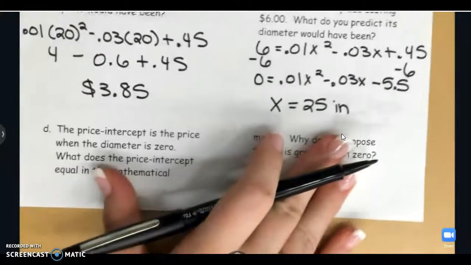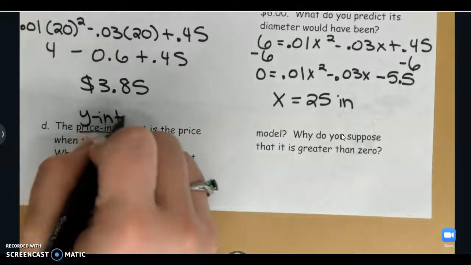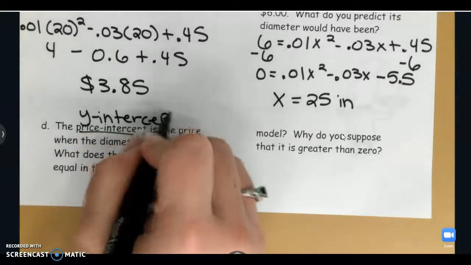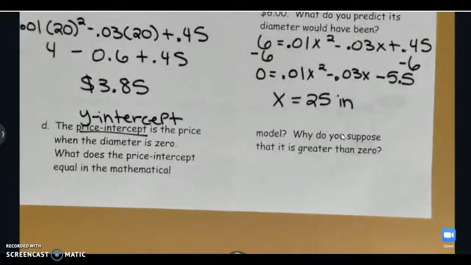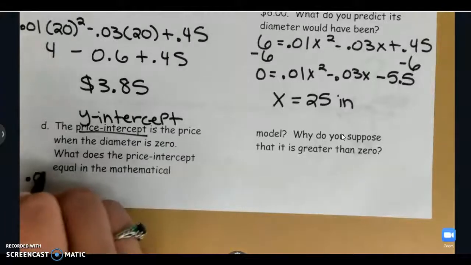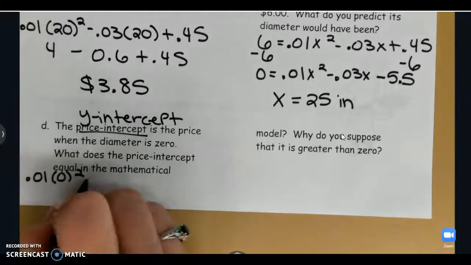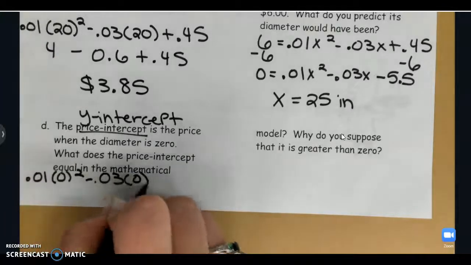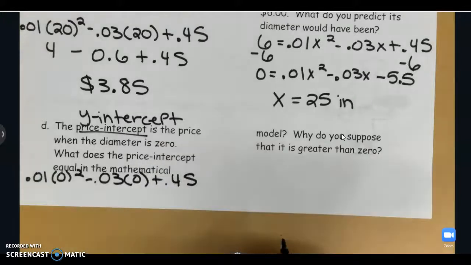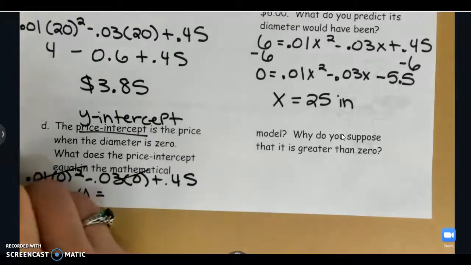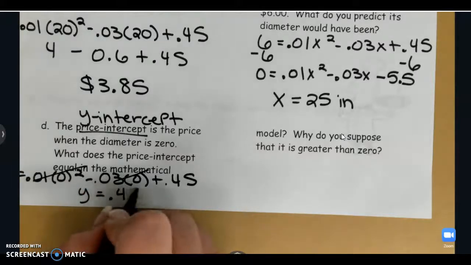Then the last one on this page, the price intercept, that really just means our y-intercept because our y-axis is our cost, our price. When the diameter is 0, so if we plug in 0 to our function, 0.01 times 0 squared minus 0.03 times 0 plus 0.45. If we had a diameter of 0, this would both be 0, and our cost would still be 45 cents.